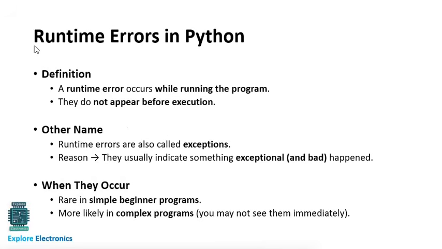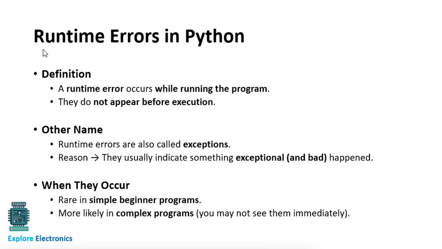And the second one is runtime errors in Python. Here, runtime errors occur while running the program. I have told you, during the execution of the program, these runtime errors will occur. They do not appear before execution. Before starting the execution, you can't see any runtime errors. Other names, how you can call the runtime errors? It is also called exceptions, because during the runtime the errors will occur.